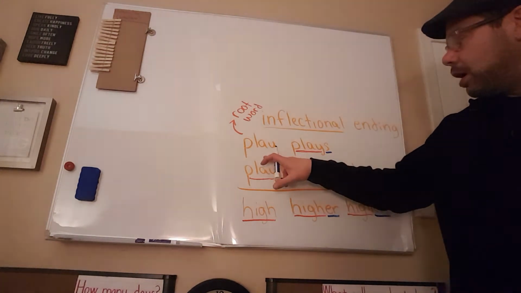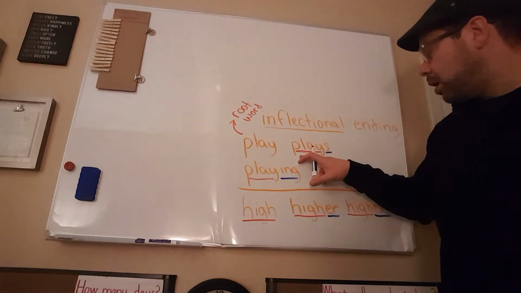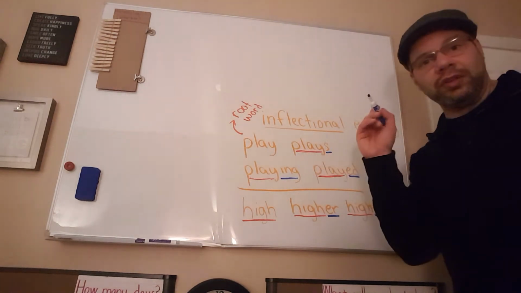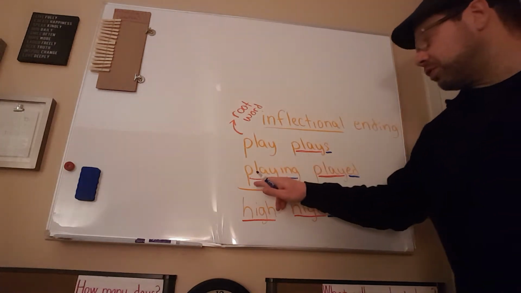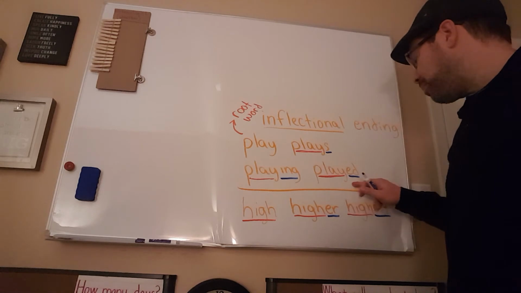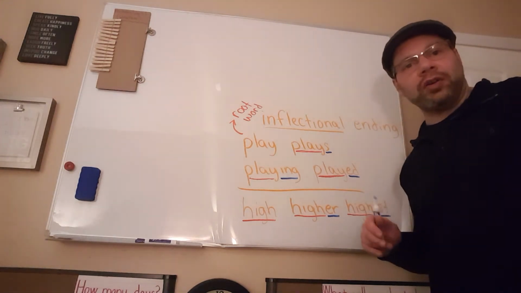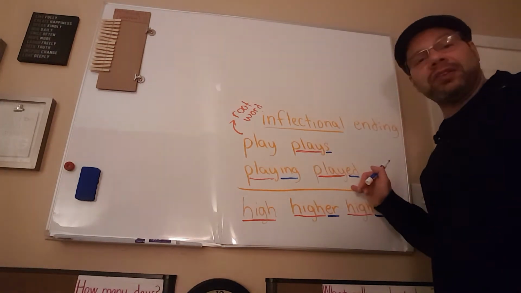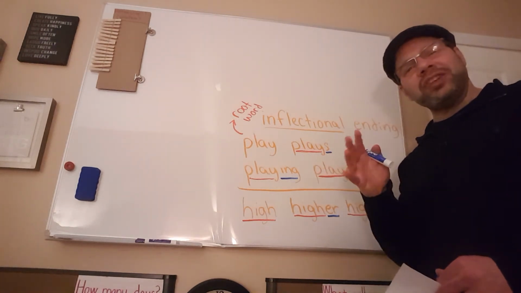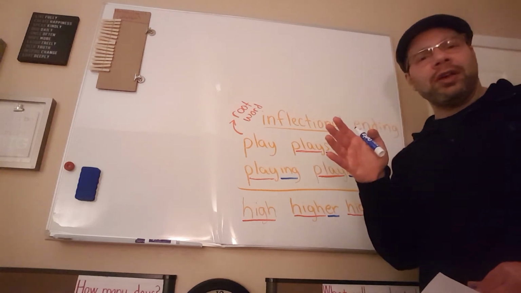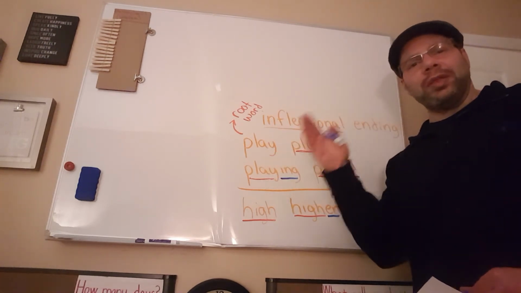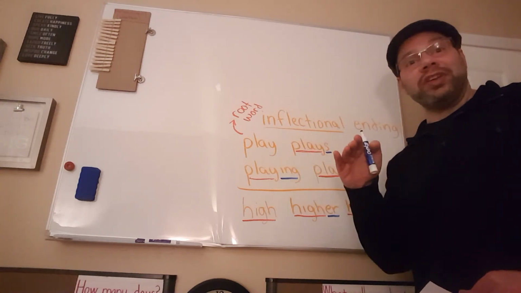Same here. We could play with something. Mr. Scott plays with his Expo markers. Mr. Scott is playing with his Expo markers. Mr. Scott played with his Expo markers. That would be something in the past, something that already happened. I already played with it. So you see how that changes the meaning, and sometimes it's subtle. Sometimes it's not a big change in how we use the word, but it is changing the word.